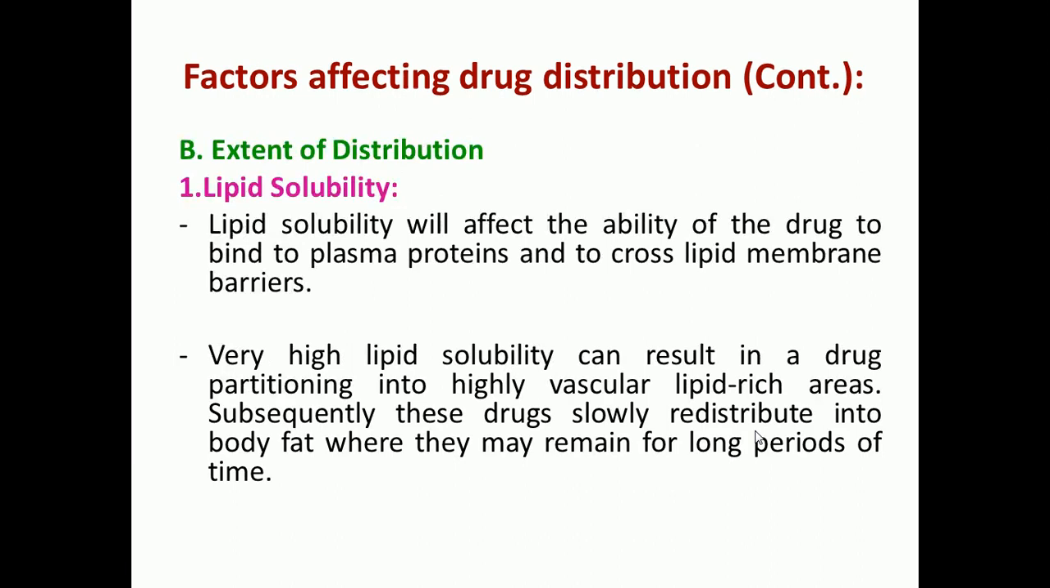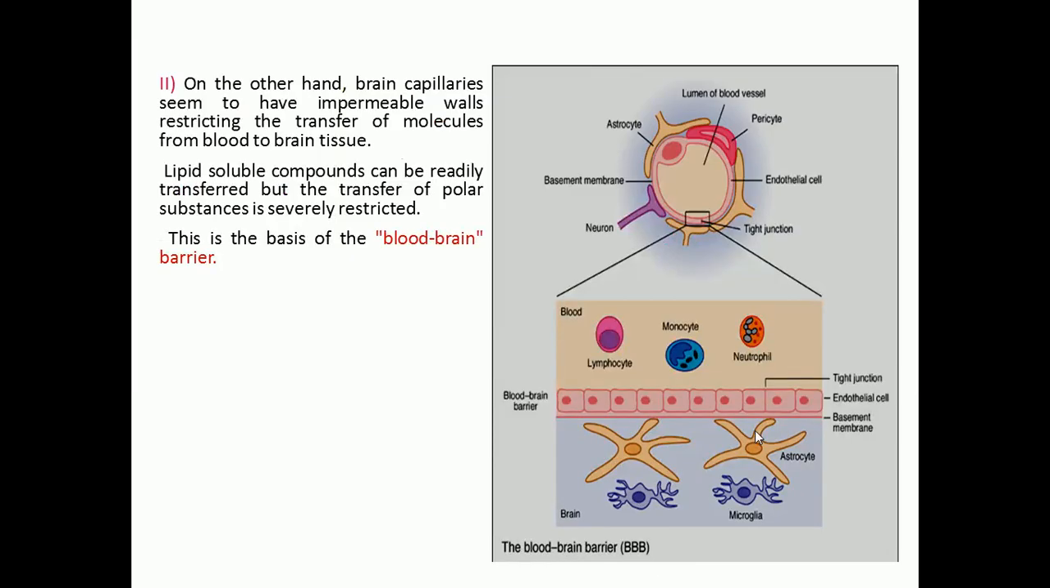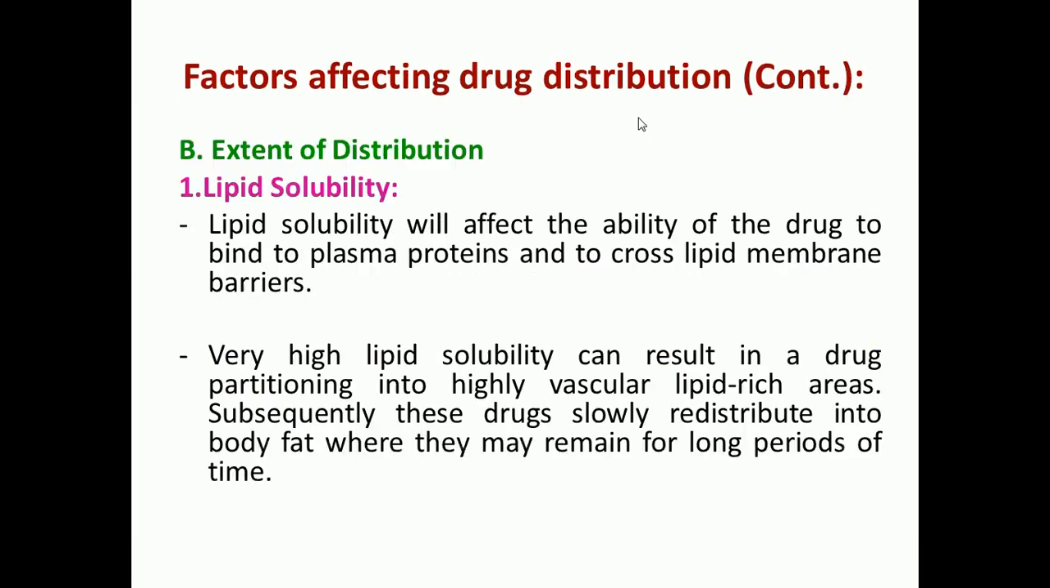Then the factors that affect drug distribution: extent of distribution. Extent means how much drug will be distributed. Lipid solubility, as we just discussed. The blood-brain barrier is continuous and only highly lipophilic drugs will cross. So obviously lipid solubility will affect the ability of a drug to bind to plasma protein and to cross lipid membrane barriers.